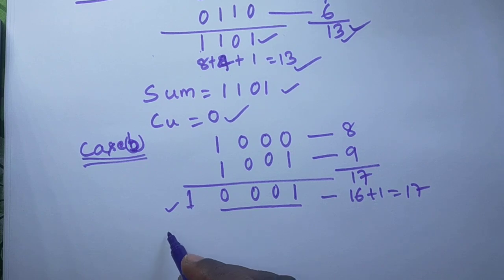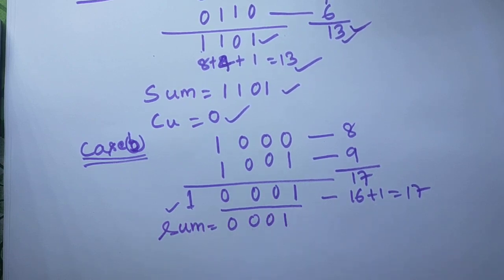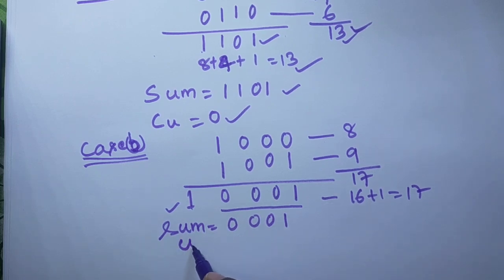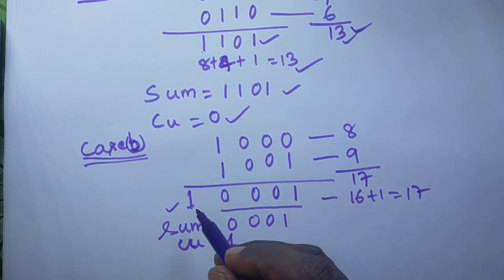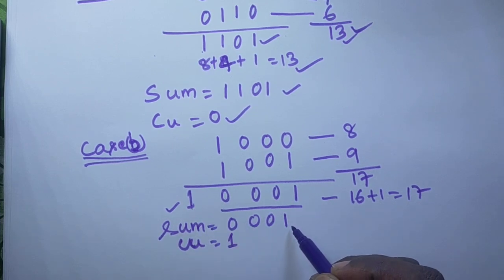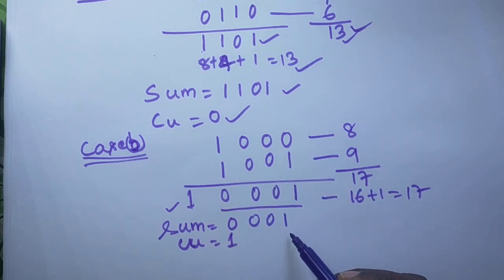Now the sum we can write very simply. What is the sum? Here the sum is this one: 0001, because we will consider 4 bits. And CU, the carry bit, we can consider as 1, because 1 is out of these 4 bits. So the carry bit is 1 and the sum is 0001. You can say that if you add this number the sum is this one, so it is wrong. But actually that is not wrong, because it has another carry bit, that is 1.